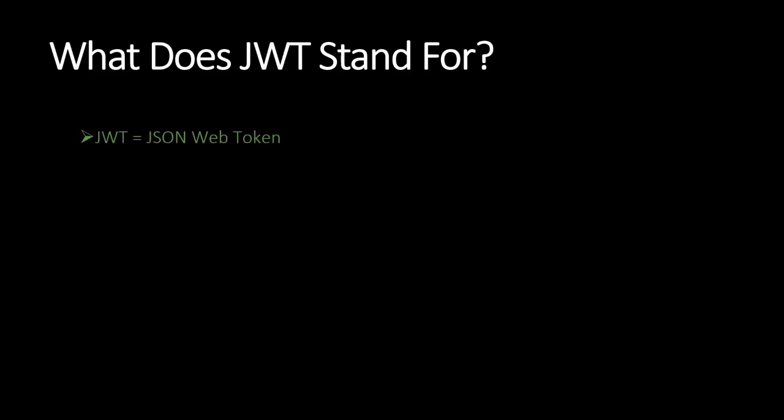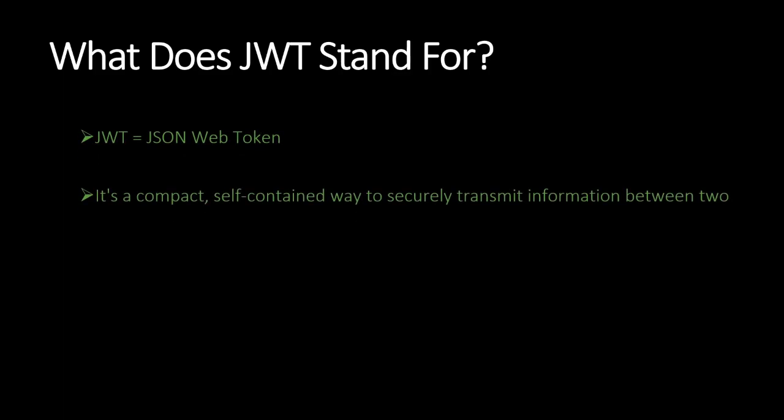So, as said before, JWT stands for JSON Web Token. It's just a standard, secure way to package JSON data into a string that can be easily transmitted. The key phrase is self-contained: the token itself holds the information.